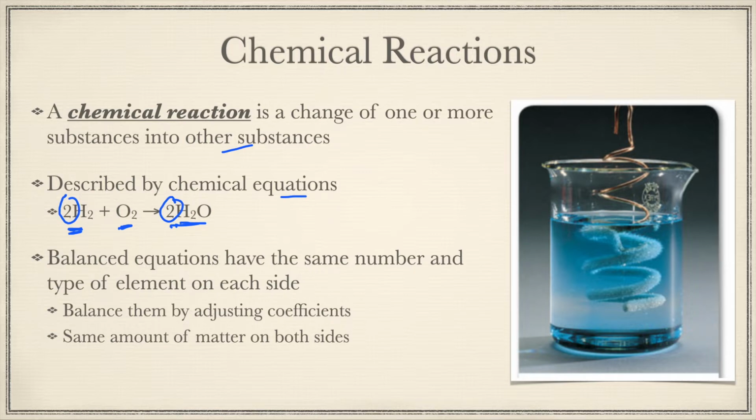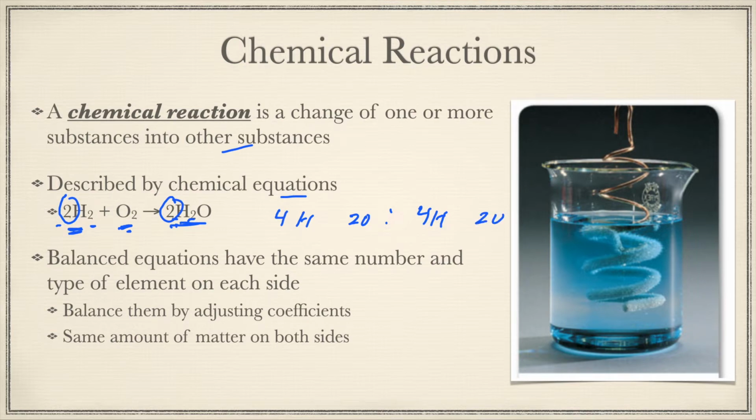If we look at this, we have 4 hydrogens on each side. You have 2 in the molecule, times 2 molecules is 4. I have 2 oxygens on that side. And then on the other side, I have 2 times 2 hydrogens, so I have 4 hydrogens again. And I have 2 oxygens on the other side.